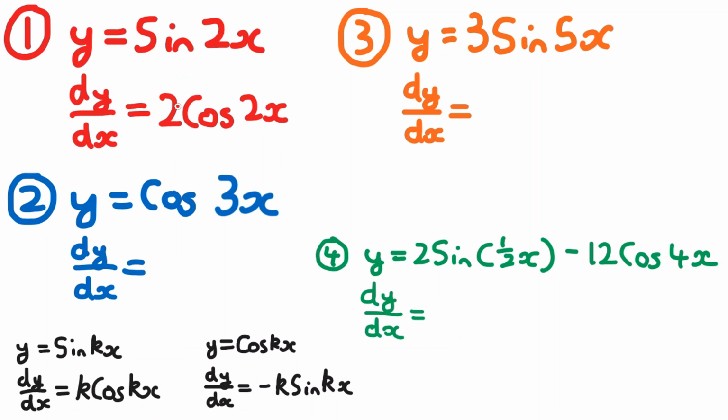Just another note that some people make a mistake with is this here is still 2x. A lot of people make that mistake and just write it as x. This here is still 2x like it is up here inside the function.